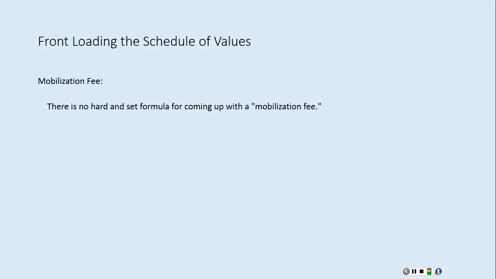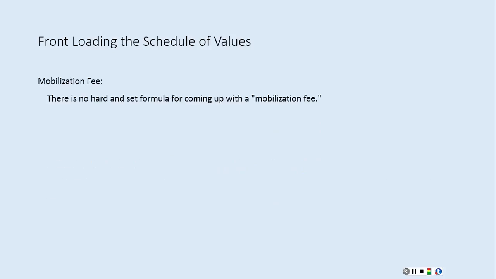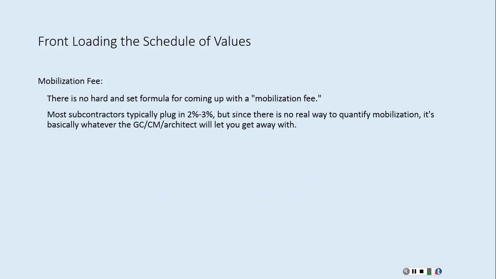Now, for mobilization, there's no hard set number, and it's pretty much what you can get away with. It sounds like the wrong approach, but what we try to do is put the highest number that we can in the mobilization part. When we look at a project, 2 to 3% is common, but I've always tried to front load that a little bit. In other words, put the highest amount of money that I can in there.